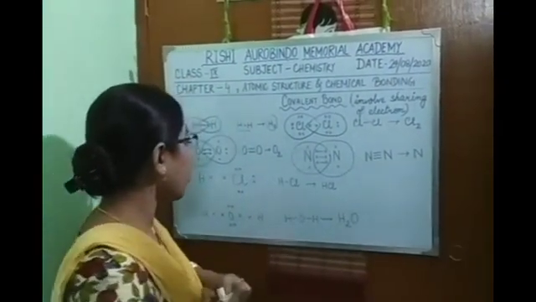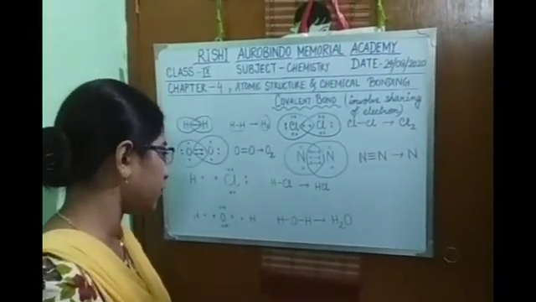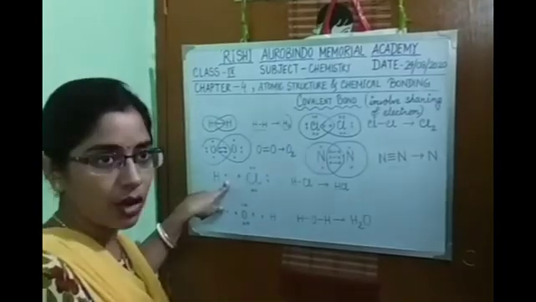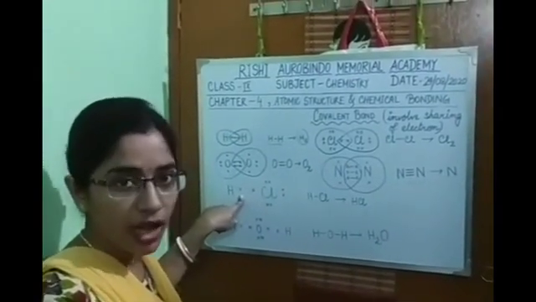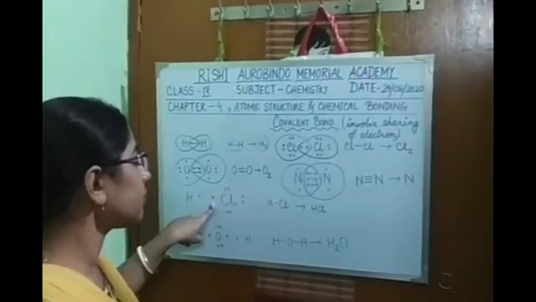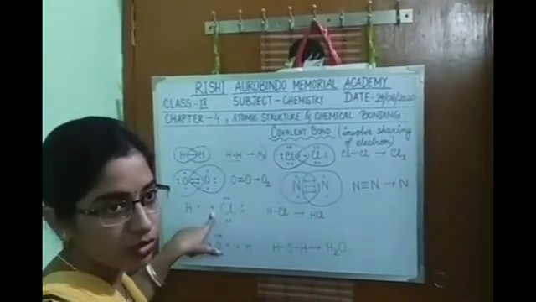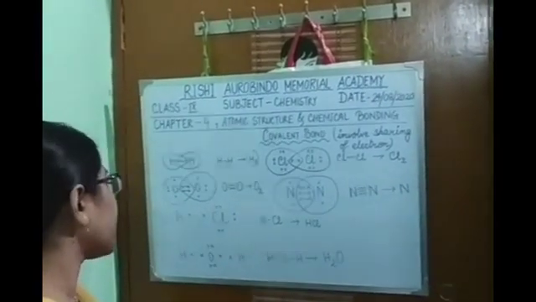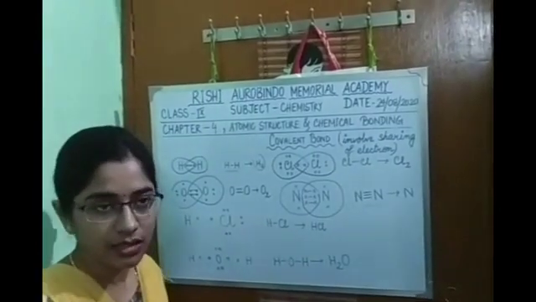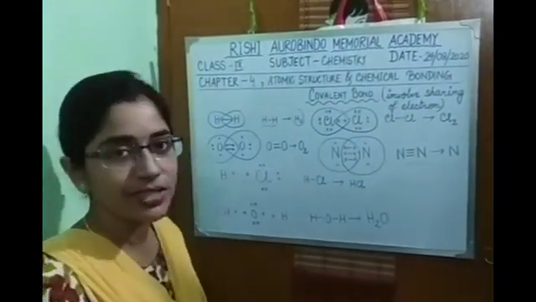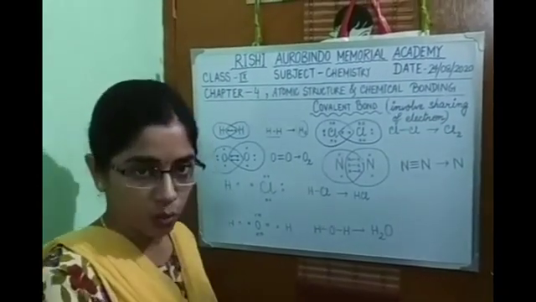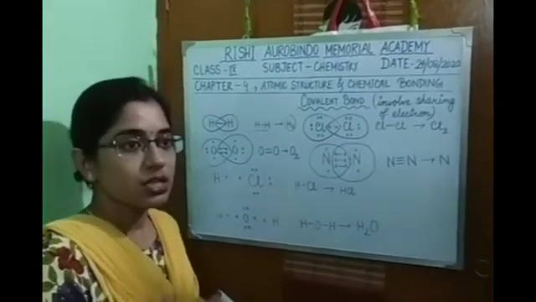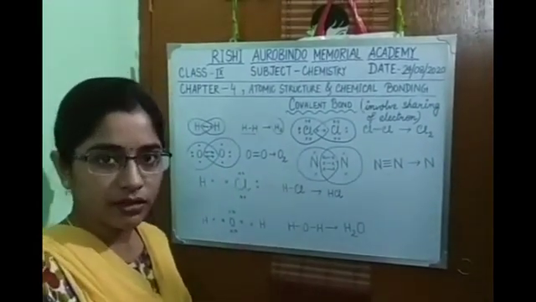Next we will show how HCl formation occurs. The cross sign indicates the valence electron of hydrogen, and the dot sign indicates the valence electrons in the outermost shell of chlorine. Hydrogen has 1 valence electron in its outermost shell and chlorine has 7. So if hydrogen gets 1 from chlorine, it will become 2. There will be 2 electrons, so it will attain the duplet structure.